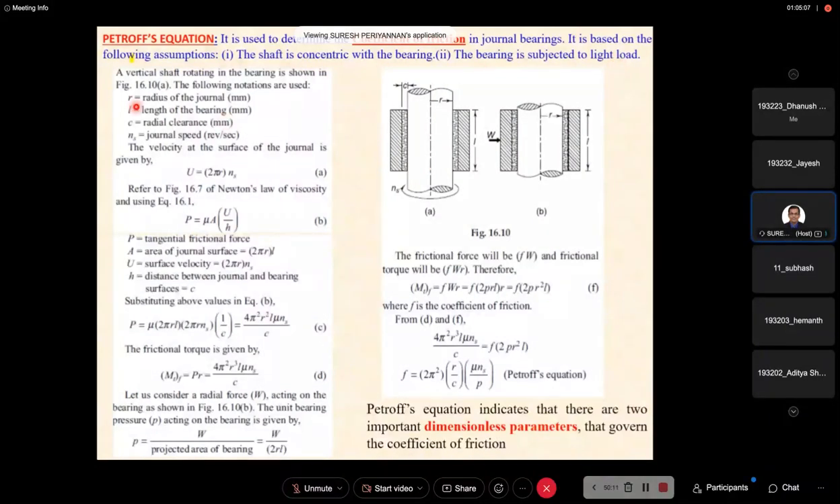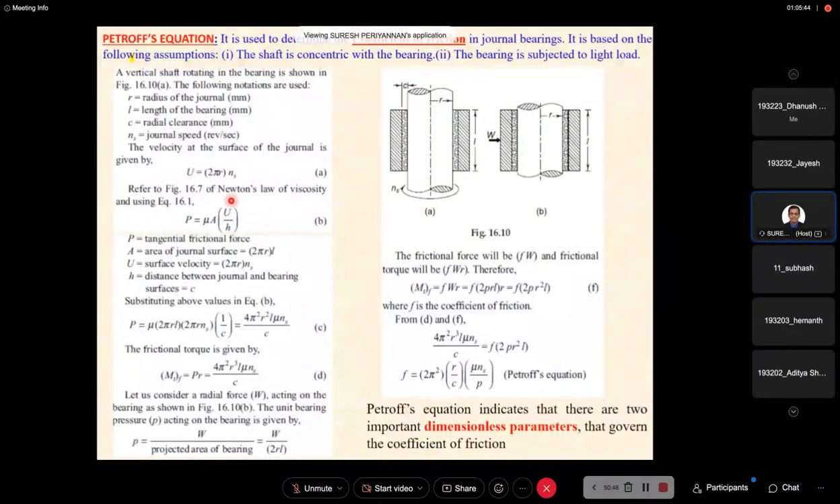Okay, now the first one is, see the notation. What is the notation used? The radius of the journal, length of the bearing. This is the length of the bearing, and this is the radial clearance between the journal and bearing. And Ns is the journal speed. Now, what is the velocity of the journal? Now, velocity of the journal is, this is a cylindrical journal, right? Then as usual formula pi DN, then 2 pi r into Ns.